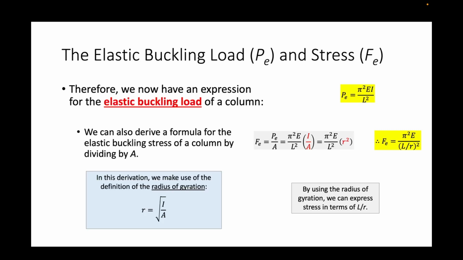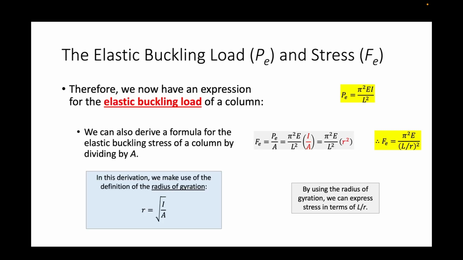Right? Y'all remember that? So if I take this term and divide it by A, I would get a stress. Now, what happens is, if we do a little bit of algebra, we're left over with this term I over A, okay? And if you remember from mechanics, if you take the square root of I over A, you get the radius of gyration. Remember we talked about that earlier?